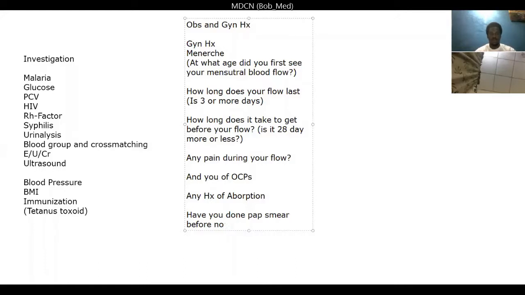Have you ever done a pap smear before now? Okay. So you want to ask about history of abortion. You want to include things like dyspareunia, any pain during sexual intercourse. It's also important to rule out that. And also you want to rule out any family history of infertility and the rest.